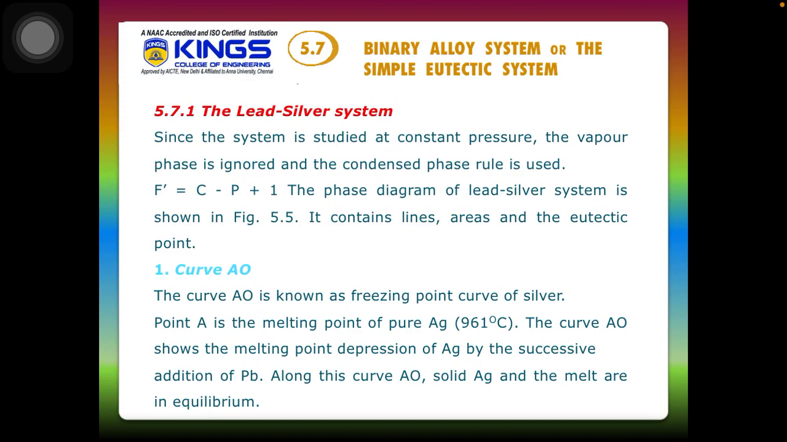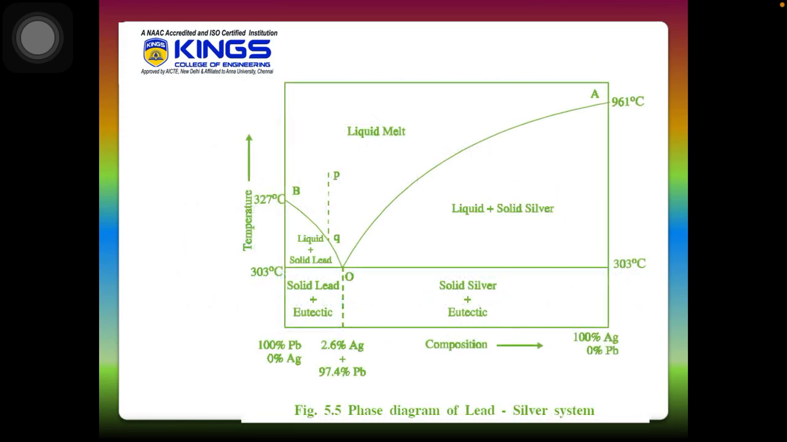Let us see the binary alloy system or the simple eutectic system, for example the lead-silver system. Since the system is studied at constant pressure, the vapor phase is ignored and the condensed phase rule is used. Already you know that: F' = C - P + 1. This formula we are going to use here. The phase diagram of the lead-silver system we are going to see in the figure.